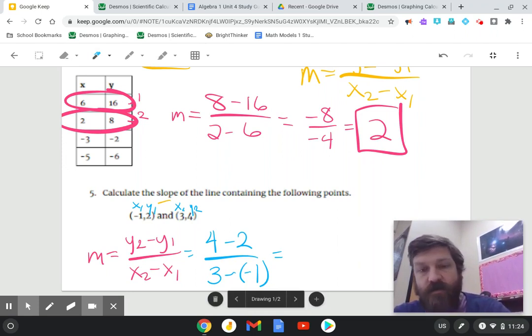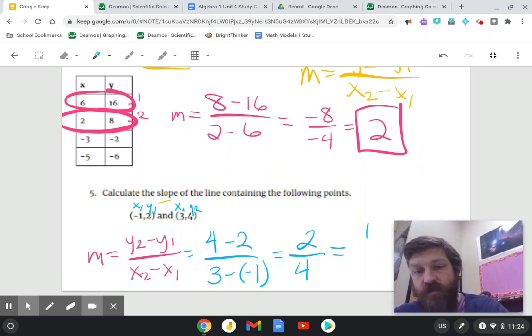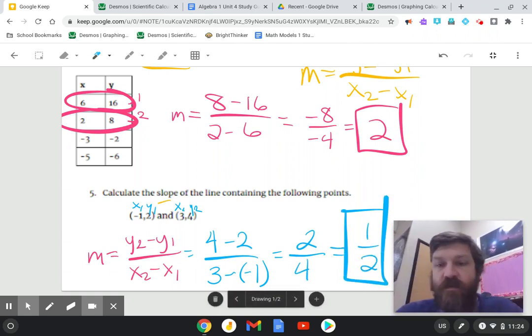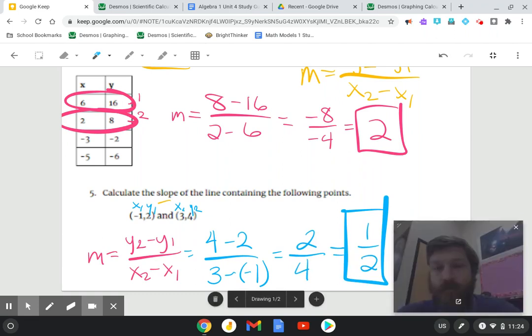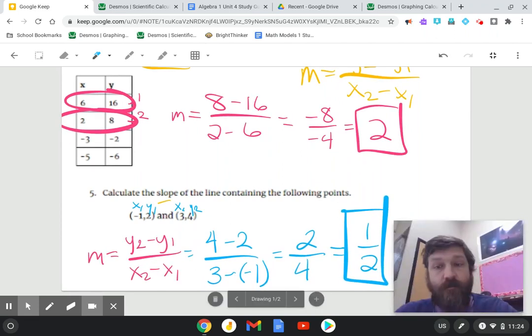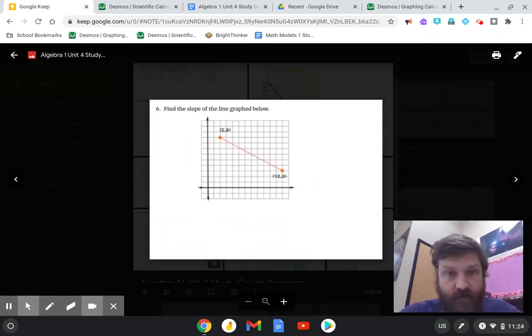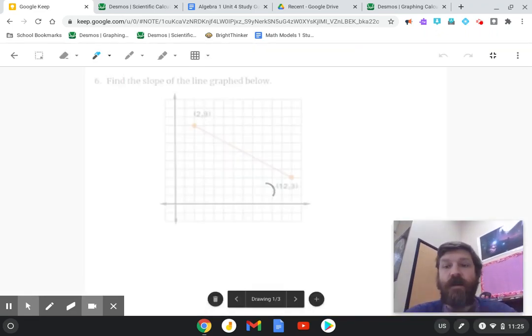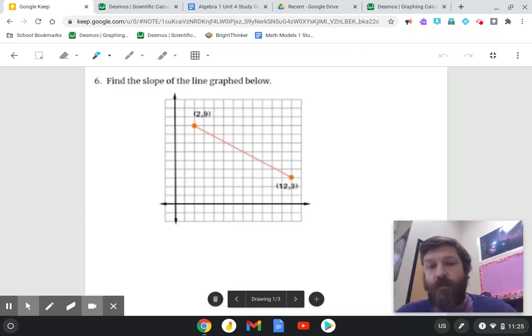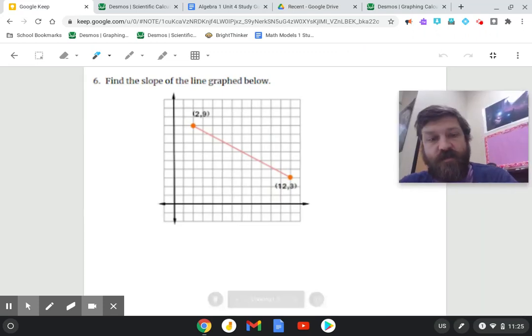So 4 minus 2 is 2. 3 minus negative 1 becomes 3 plus 1, which is 4. And that fraction reduces to 1/2. And that's the slope of that line, 1/2. That's pretty much all you have to do on those. Let's look at our next one. I think we have a similar question, now with a graph. Find the slope. But guess what? The method is the same.